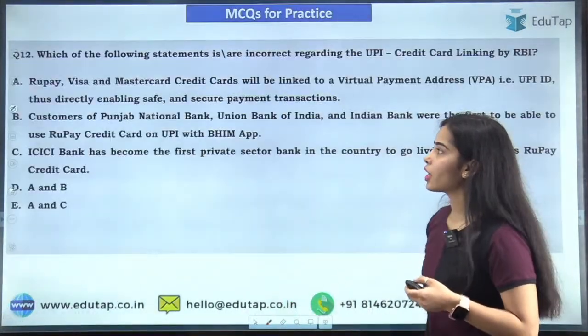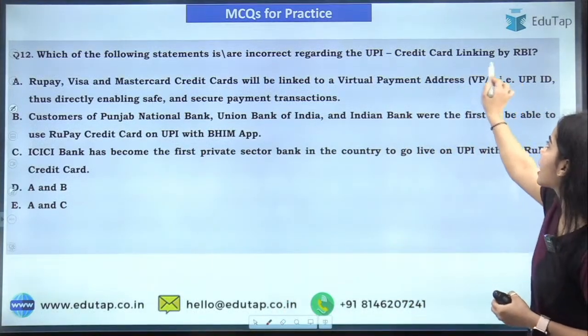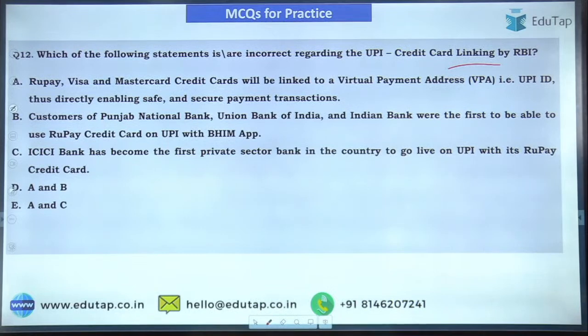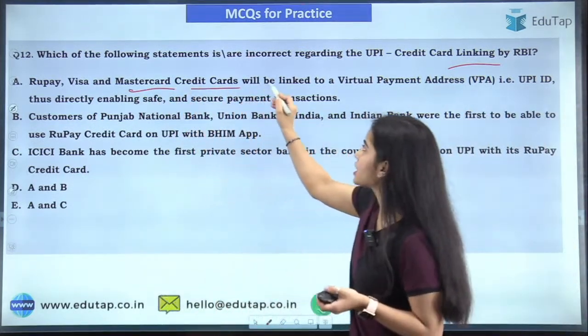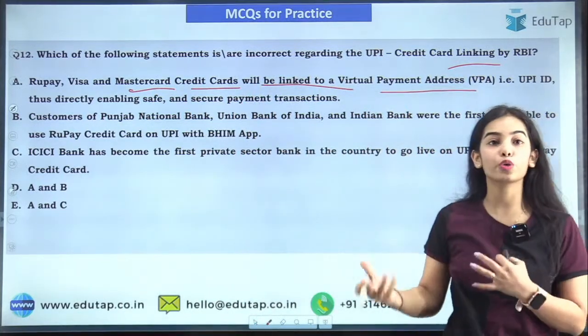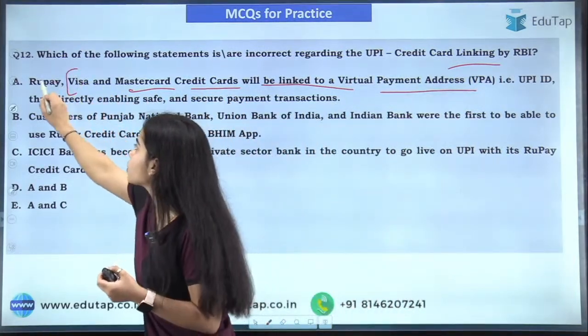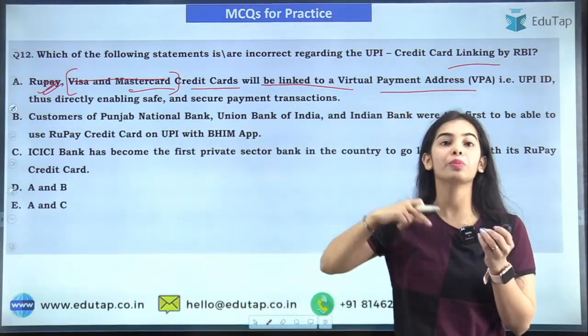So you can see this. Now coming to the next question, which of the following statements is or are incorrect regarding the UPI credit card linking by RBI? So recently the SDFC Bank. So read this first. RuPay, Visa, MasterCard credit cards will be linked to virtual payment address, will be linked to the UPI. Is it true? So you should be directly seeing this and you should be telling no. That no, it is only the RuPay, not the Visa and MasterCard. Only the RuPay credit cards are allowed to be linked to the UPI.